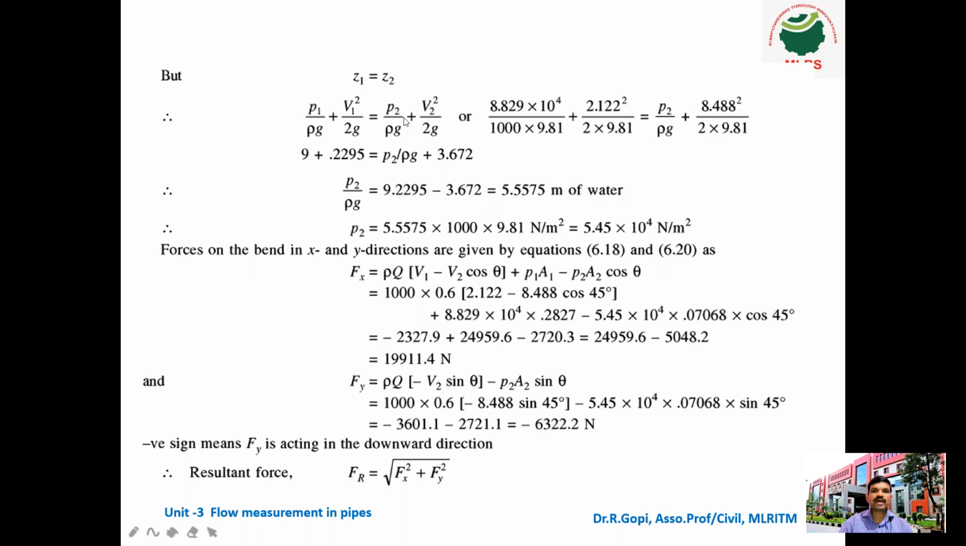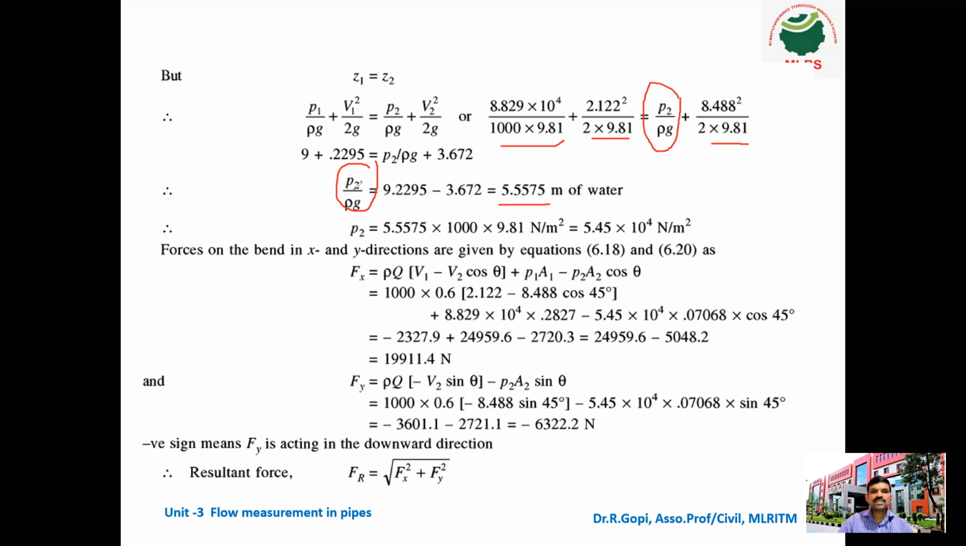So substitute all the values. That means this is P1 by rho g, this is V1 square by 2g, and this is V2 square by 2g. So the only unknown is P2 by rho g. So calculate P2 by rho g from this equation, simplify, we get 5.5575 meter of water.